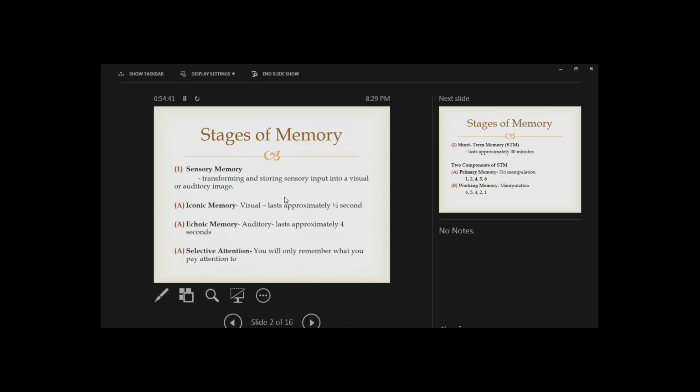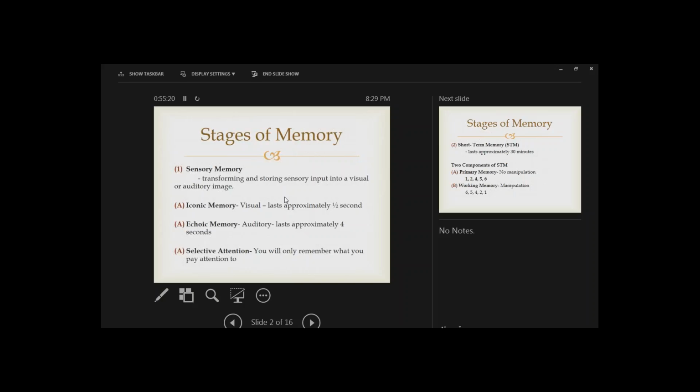Now, iconic memory is visual. It usually lasts about a half a second because sensory memory doesn't last long at all. Echoic memory lasts approximately 4 seconds. So these are 2 pieces of sensory memory. So I may say on a quiz, iconic memory, it lasts approximately how long and it's related to what? Visual, auditory, right? And I may do the same for echoic. So those 2 are part of sensory.